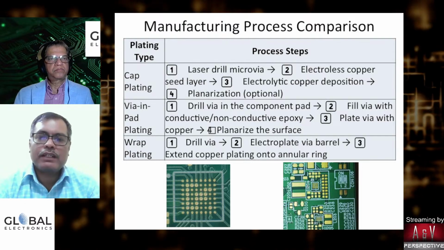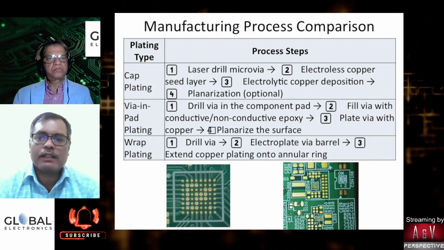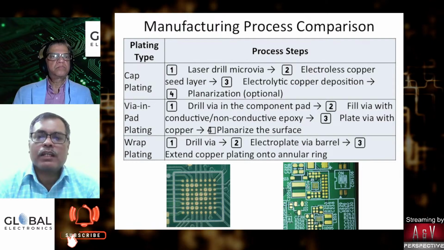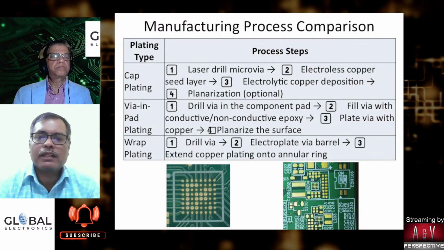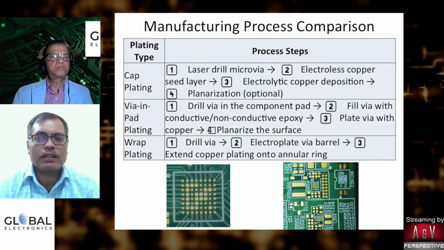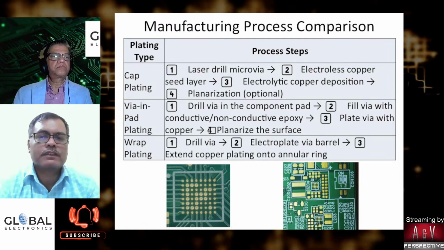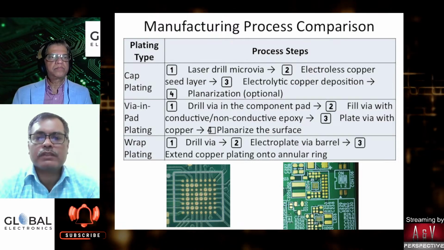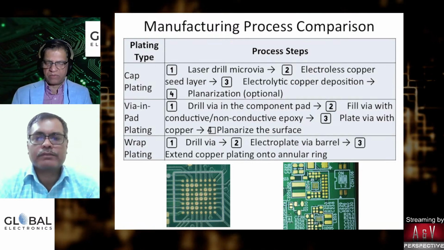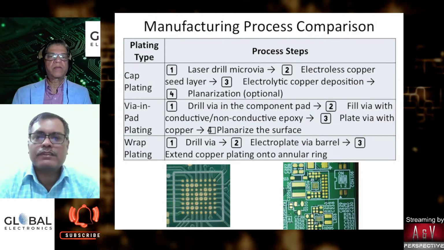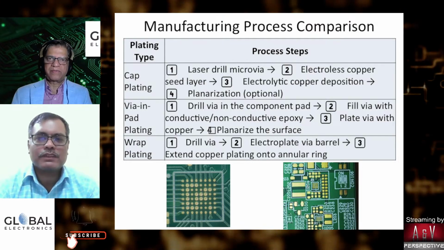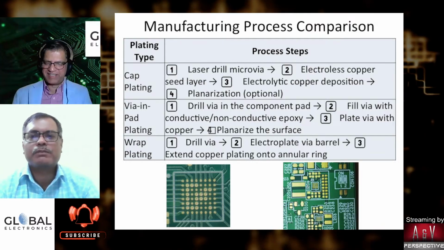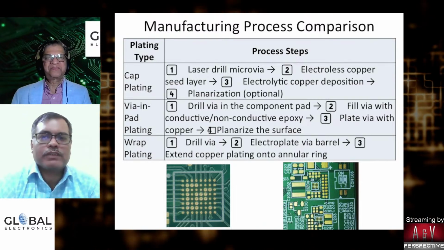For wrap plating, the process is to drill the via, then electroplate the barrel, then extend the copper plating into another ring. This is the most complex process any PCB manufacturer will have. From this slide you will clearly understand what the plating type is and how the process is done, that kind of thing.